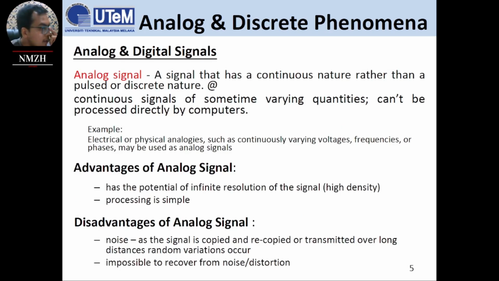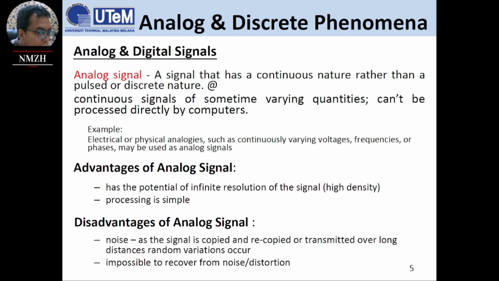Analog and digital signal. Speaking of analog, it has a continuous nature rather than a pulse of discrete nature. Continuous meaning, sorry that I don't have any tools to write over here, just imagine that we have an x-axis and y-axis. Continuous means the graph keeps producing the amplitude value on the y-axis without stopping. For this continuous data, normally they are related to electrical physical analogies, meaning temperature, voltage, frequencies, phases, and so on and so forth.